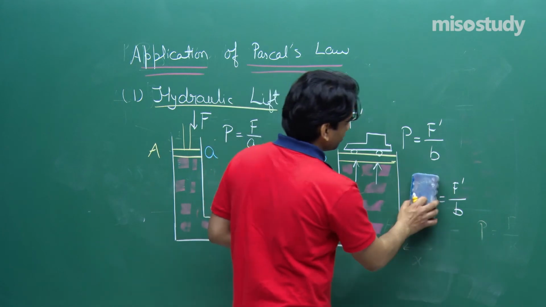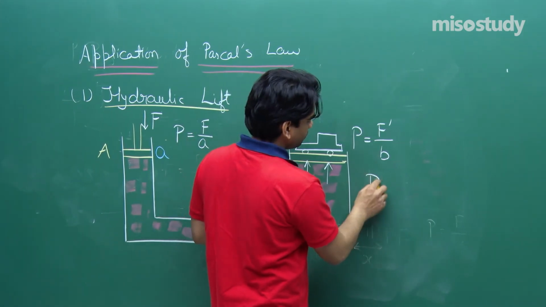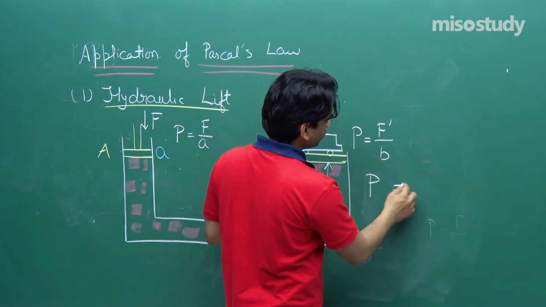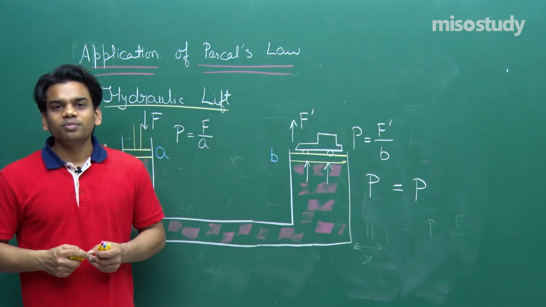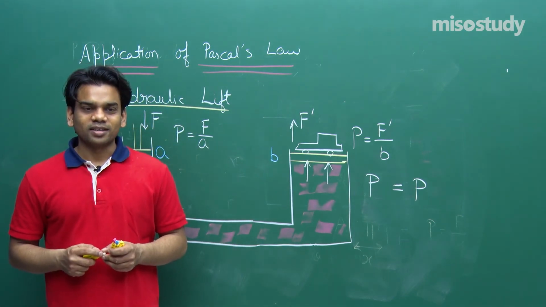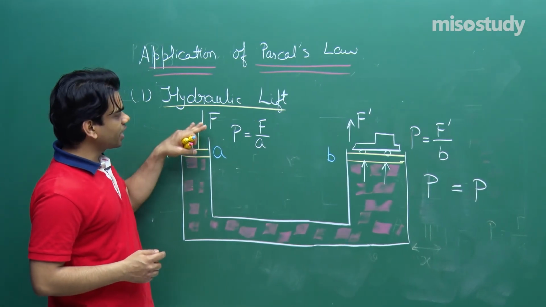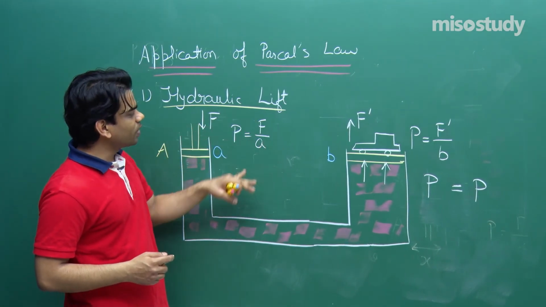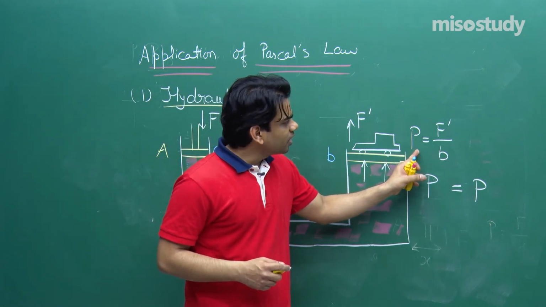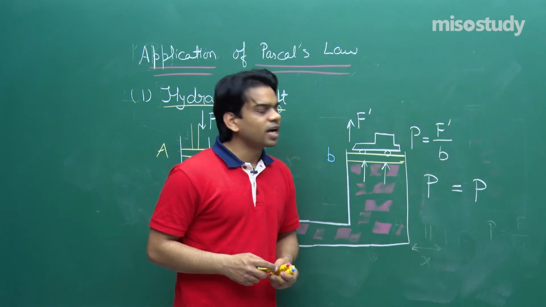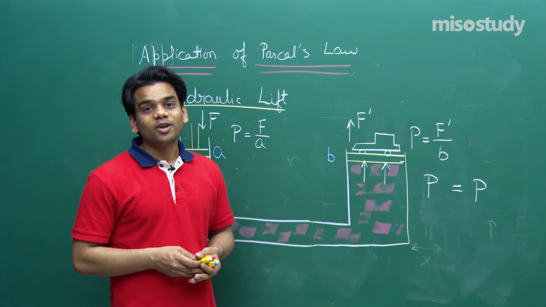and let me write it in this way: pressure P is equal to pressure P here. Change in pressure will be same in both the cases. We know that. Now here we have applied on a small area a force F and the pressure is equal to F by A. And here we have the pressure P and the force acting at this point is F dash. We want to see what is the value of this F dash.